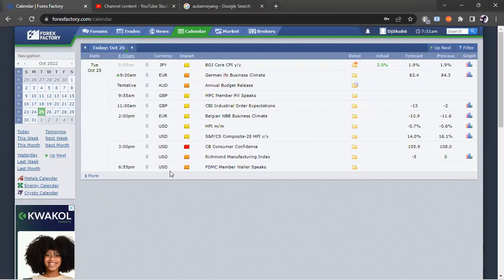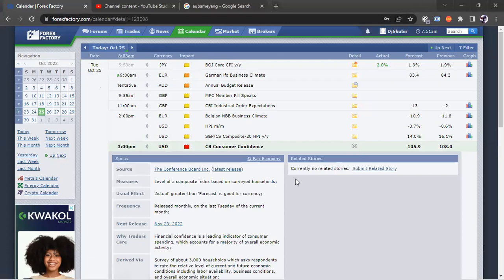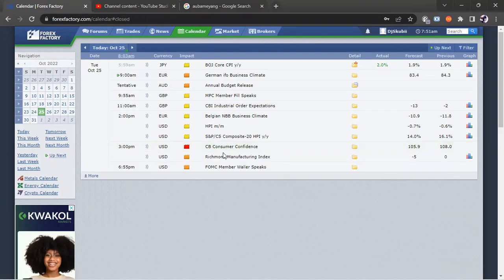So today, the 25th, on fundamentals, we just have 3 p.m. Central news, CB consumer confidence. Let me see what that is. Conference Board consumer confidence. So that will be by 3 p.m. So watch out, guys.